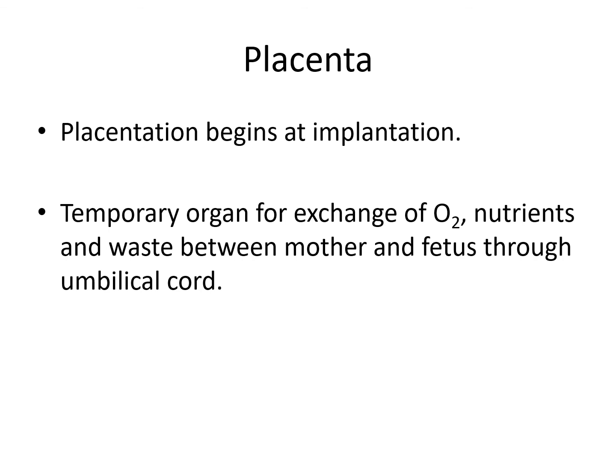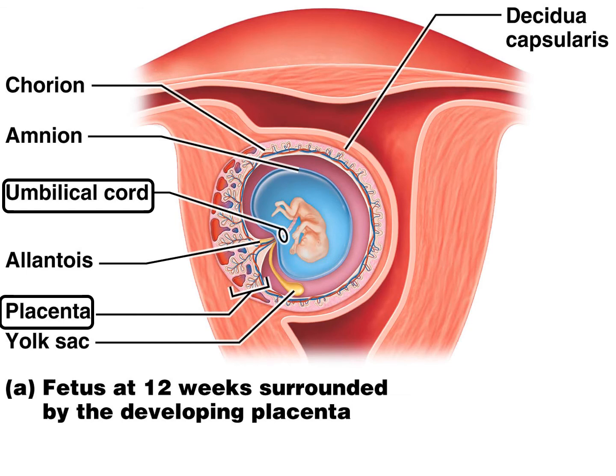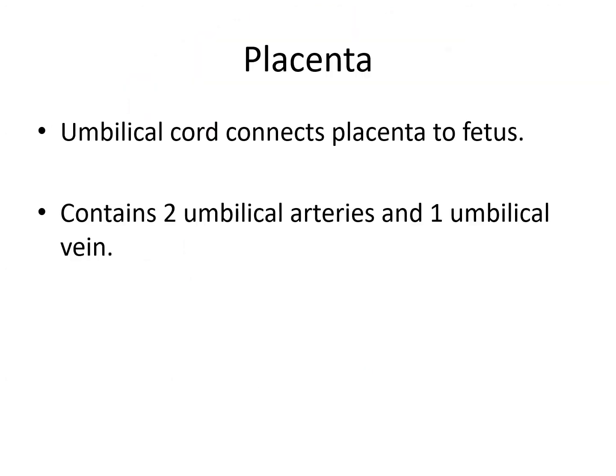The placenta is a temporary organ for exchange of oxygen, nutrients, and waste between the mother and fetus through the umbilical cord. So that'll be the lifeline for the rest of the gestation period. So we can see the umbilical cord, okay, and the surrounding placenta. The umbilical cord connects the placenta to the fetus. And remember, there are 2 umbilical arteries and 1 umbilical vein.